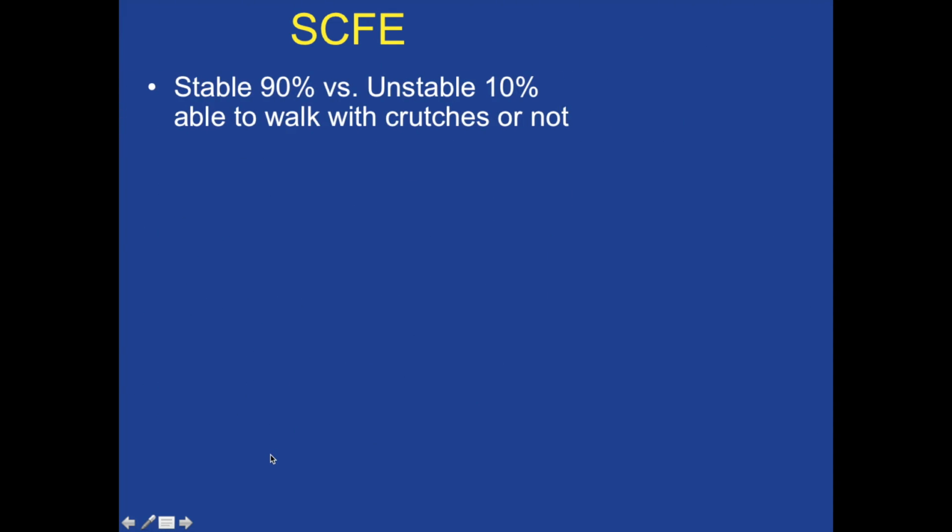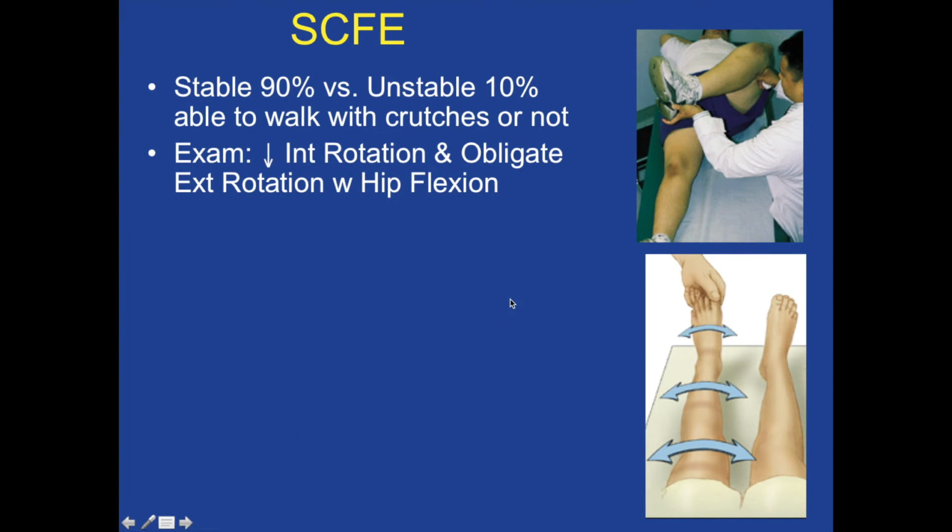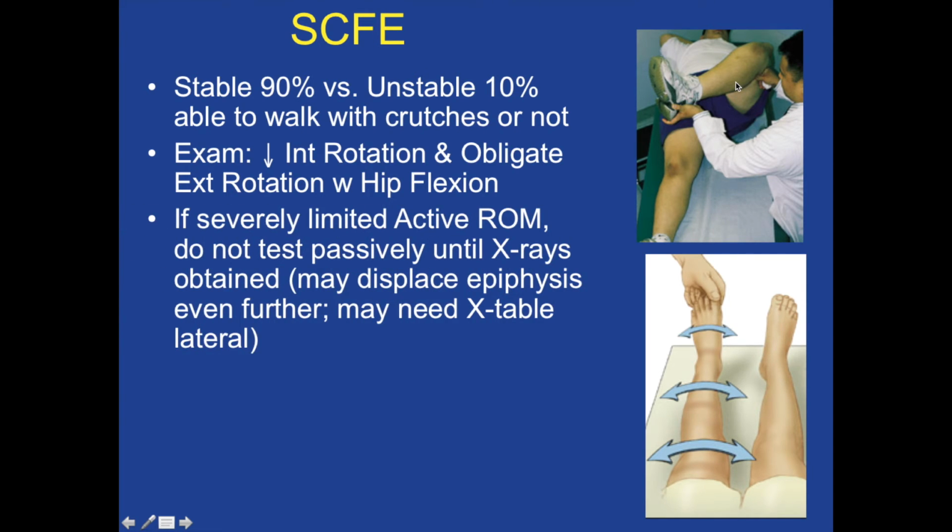And so SCFE can be defined as stable versus unstable, and essentially the patient that walks in to you will be stable, and the one who needs to come in on crutches is unstable. Remember this picture I showed you on the exam. When you go to flex their hip, they don't want to do an internal rotation, and they'll obligately go into external rotation when you go into hip flexion. So you would try to internally rotate it, they wouldn't like that, and when you went to flex their hip, this is how their hip would go.